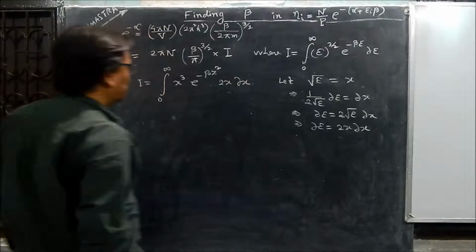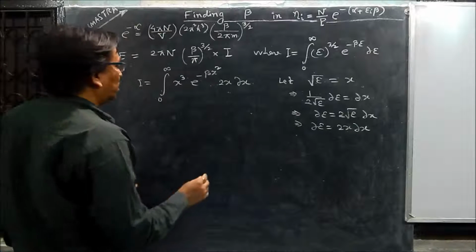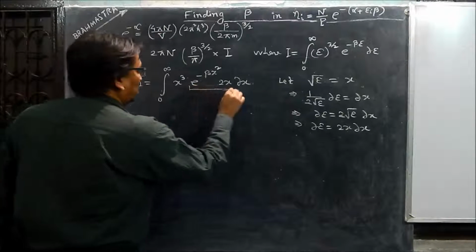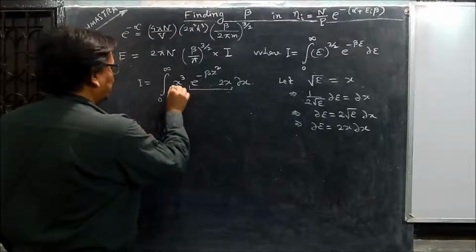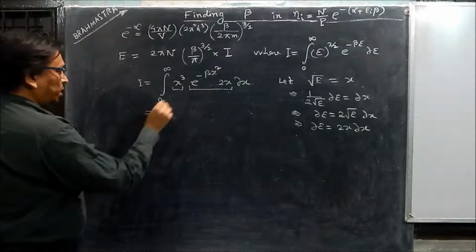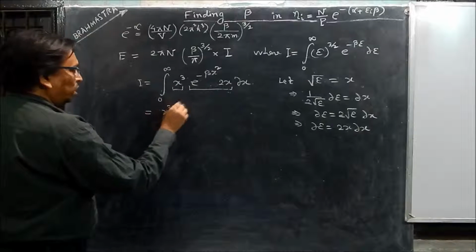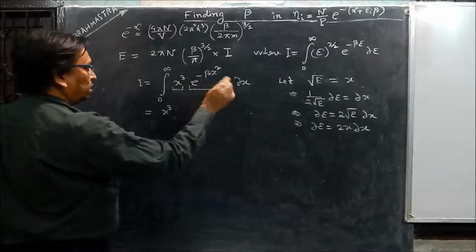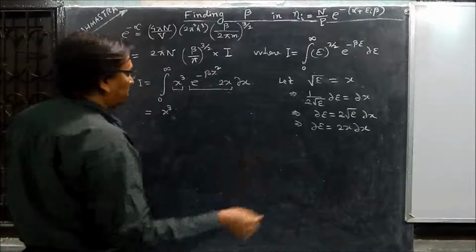So this is our integration. First, take this one as the second function and this one as the first function. So integrating by parts, we will get x cube and the integration of this. 2x dx means actually d of x square.